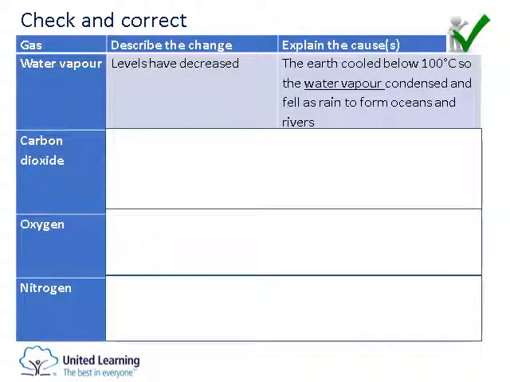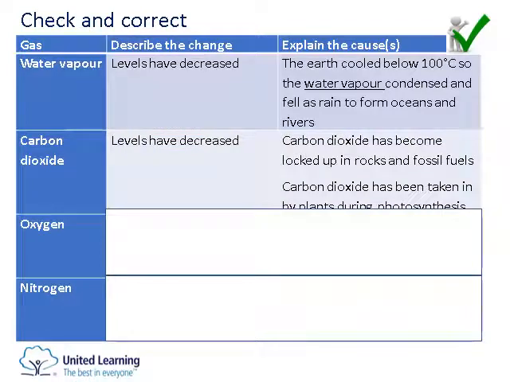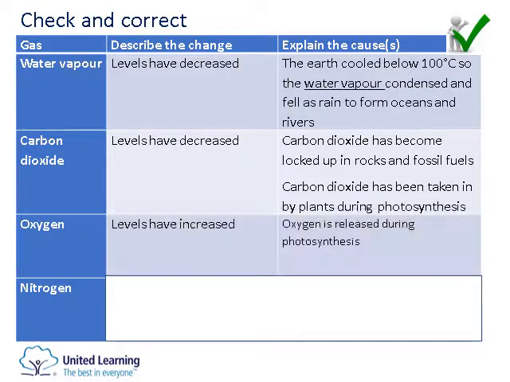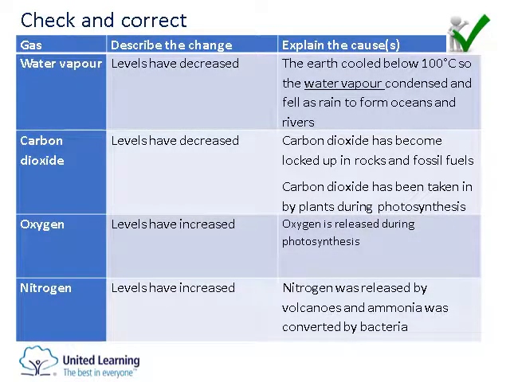So checking and correcting. Carbon dioxide levels have decreased, that's your description, because the carbon dioxide has become locked up in rocks and fossil fuels, and also has been taken in by plants during photosynthesis. So that's my explanation, because I am saying because. I'm explaining why it happened. So please make sure you've improved your answer in a different colour. And then do the same thing for oxygen and nitrogen as well, please.